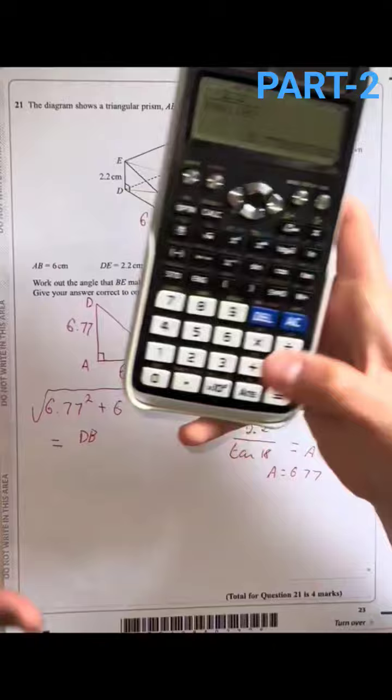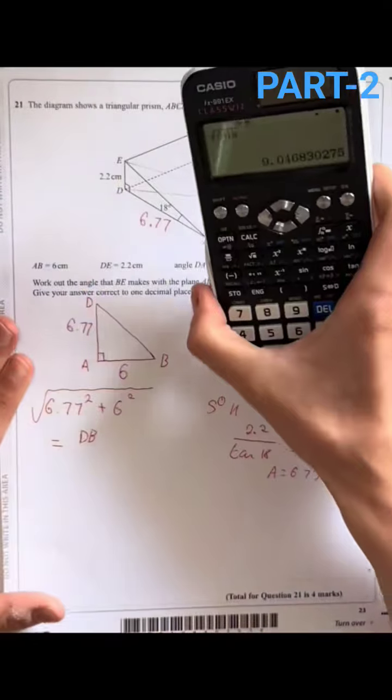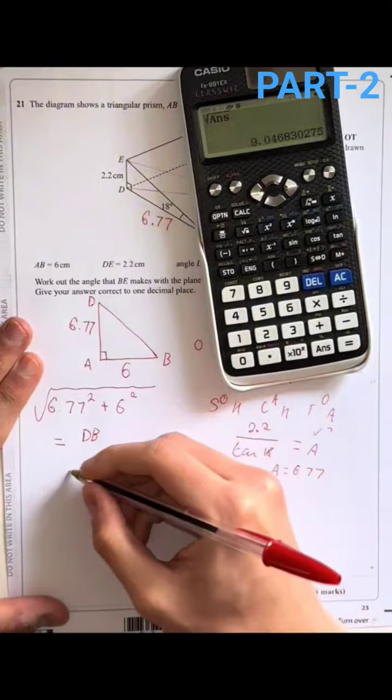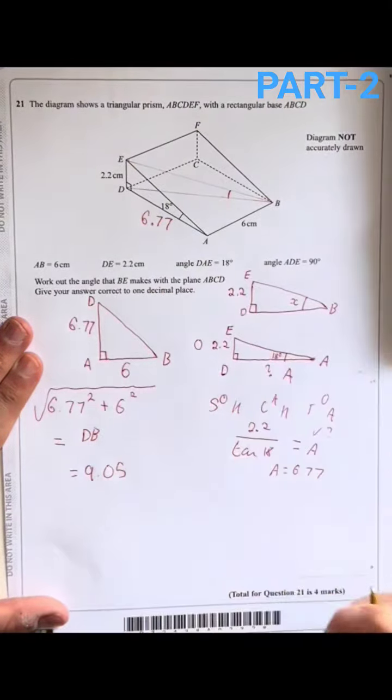Okay, so this goes into our calculator. So answer squared plus 6 squared, right? And then we square root our answer. That gives me 9.05, right? We're going to carry our answer through anyway. And then finally, I can add this onto the diagram, the next diagram.